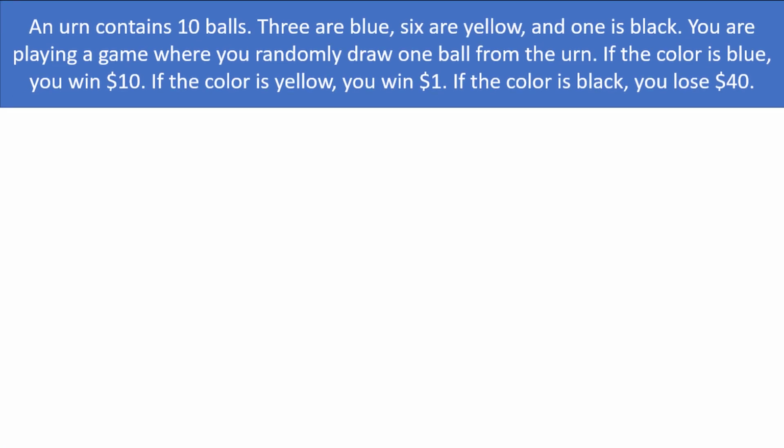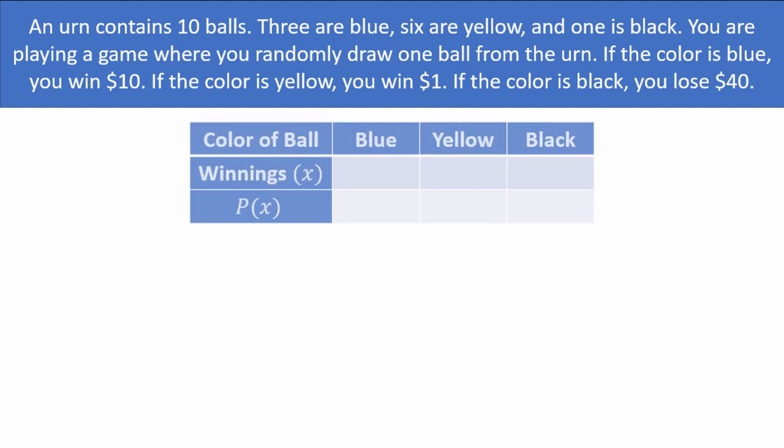Let's look at an example related to a game of chance. An urn contains 10 balls. 3 are blue, 6 are yellow, and 1 is black. You are playing a game where you randomly draw 1 ball from the urn. If the color is blue, you win $10. If the color is yellow, you win $1, and if the color is black, you lose $40.